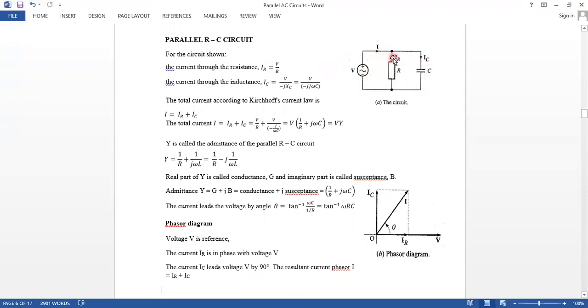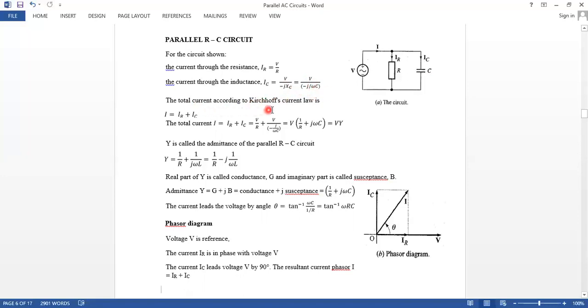Okay, so let us find out now each component. What is IR? IR is nothing but V by R again. So what is IC? IC is V divided by minus J into Xc. Why minus J? Because I already told you that in a pure capacitive circuit, the voltage component leads and the current lags. So that is why we have minus J into Xc, as we know. So again, Xc is nothing but 1 divided by omega C. So we have minus J by omega C.